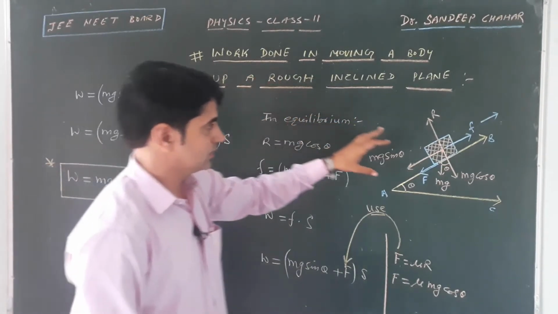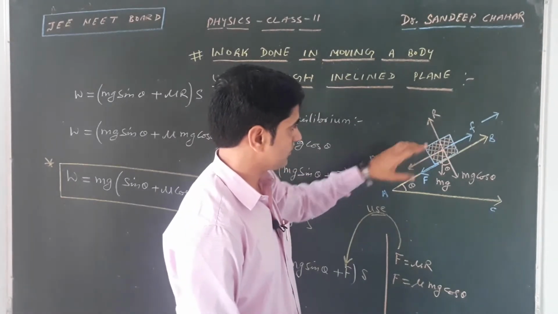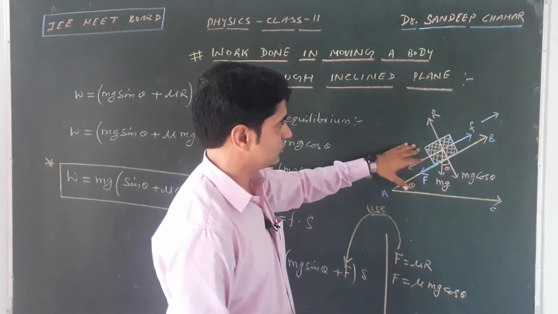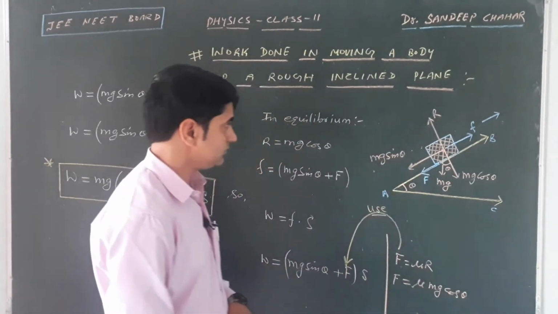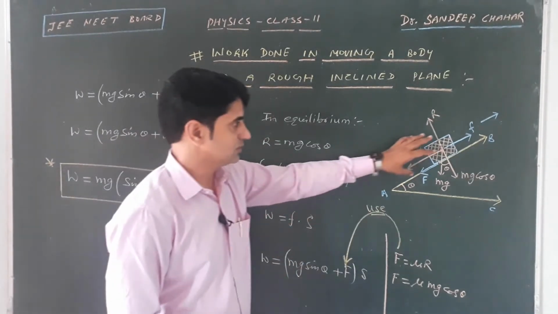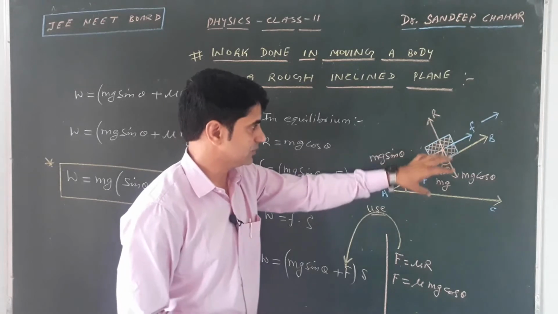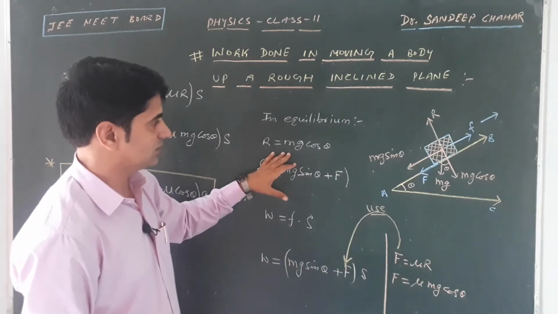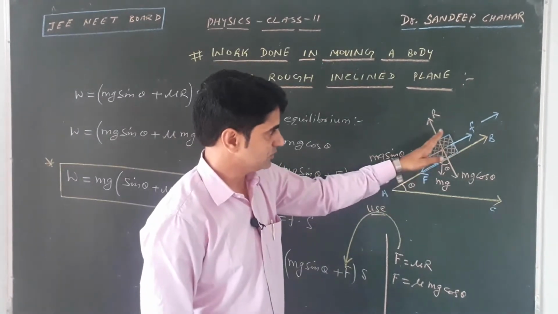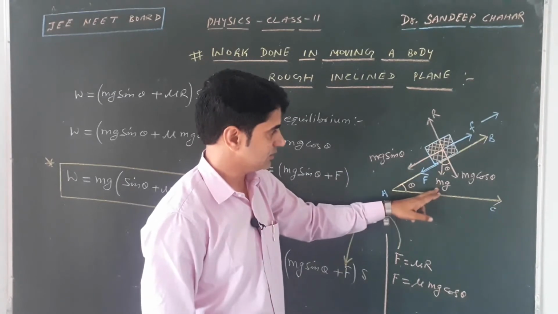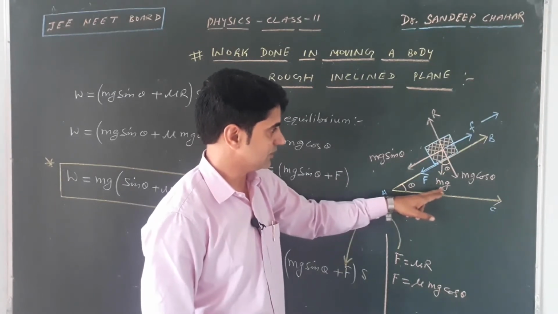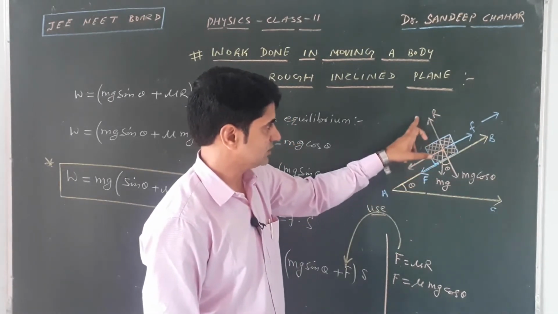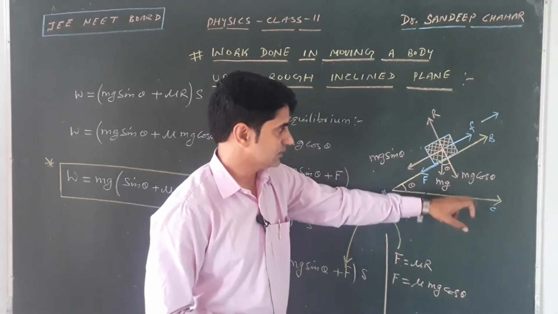Again, assume that a block of mass m is on the inclined plane, and we are applying a force F in the forward direction in such a way that the block moves in the direction of the force. In the equilibrium situation, the different forces operate on the block like this. The weight of the object acts in the downward direction, mg, and the two components of mg are mg cos theta and mg sin theta. From this diagram, in the opposite direction of R, there is mg cos theta, one of the components of the force.